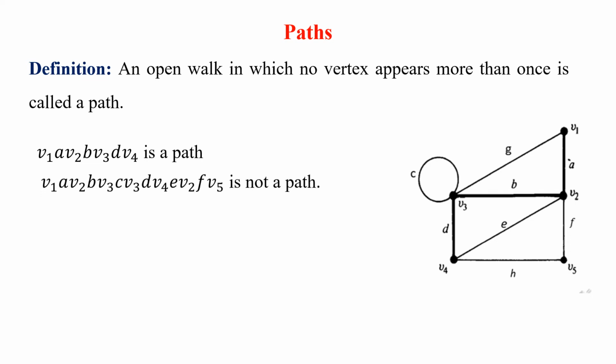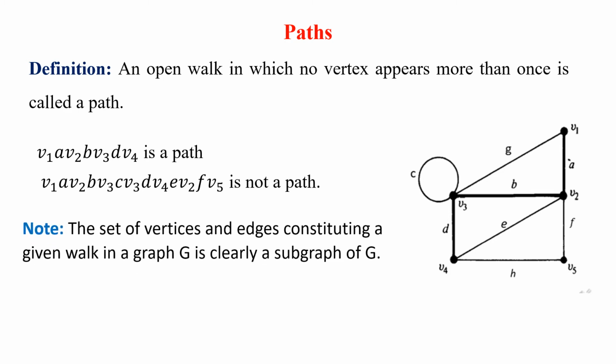Now the walk V1, A, V2, B, V3, C, V3, D, V4, E, V2, F, V5 is not a path, but it is an open walk. Here V3 appears more than once, therefore this is an open walk, but it is not a path. Path means all the vertices in the open walk are distinct.